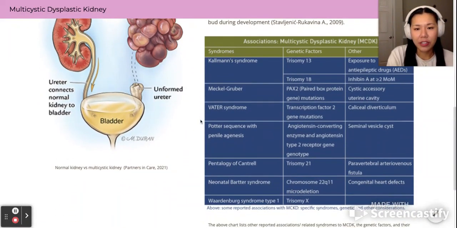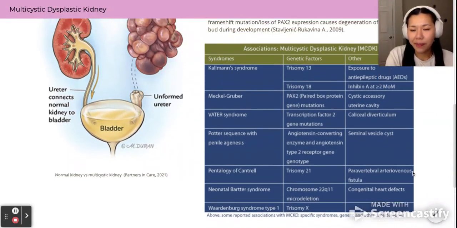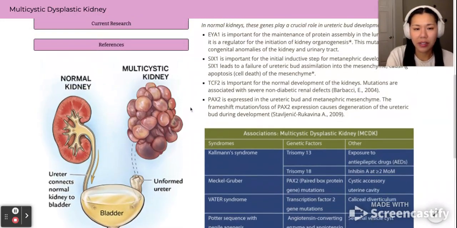And then I thought this chart was interesting because these are just a list of other syndromes that have specific genetic factors that are similar, like PAX2 with MCDK, or just are at least similar with the disease, as well as includes their renal malformations and potential causes.